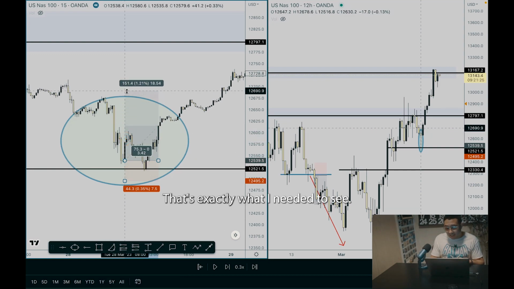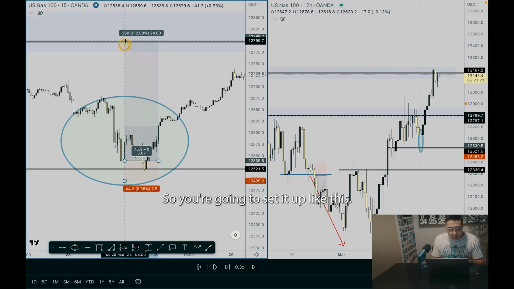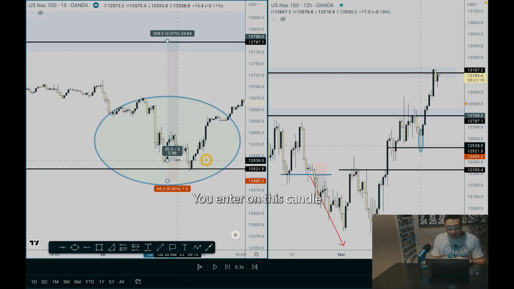That's exactly what we needed to see. Oh, it didn't hit support, but it still may work. So you're going to set it up like this. You're going to target your level of resistance, target your area of supply. You're going to enter on this candle.